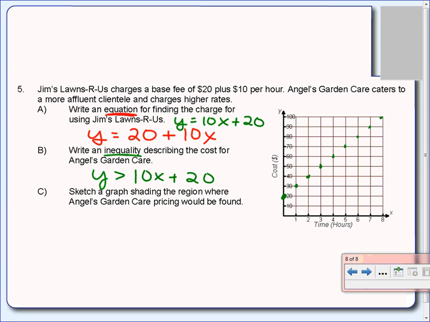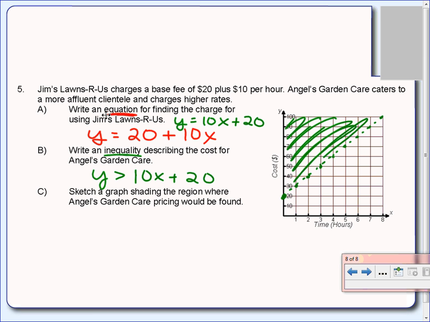Before you connect the dots, be careful. What kind of line are we going to use here? Got it. And finally, all we need is the shading. Remember, she's charging more. It's greater than. So where are we going to shade? Up or to the top? So all of this area is where we're going to find her cost. Her cost is always going to be more than Jim's Lawns R Us.